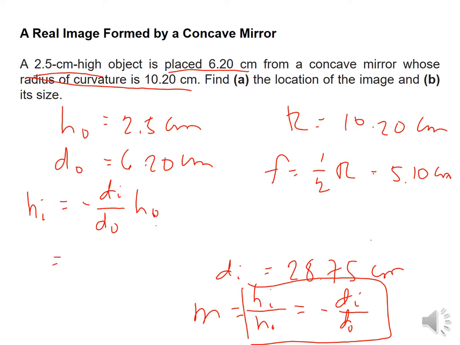So we just need to substitute all the givens. We have negative DI, so that's negative of 28.75, since DI was computed. That's the answer for letter E, 28.75 centimeter over DO, which is given, 6.20 centimeter.